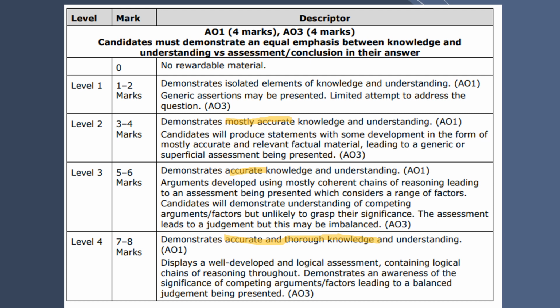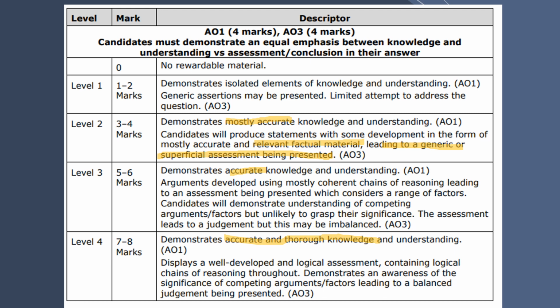We're back here with the assessment, talking about things like relevant factual material, leading to a generic or superficial assessment being presented. Generally, that's where most people end up, to be perfectly honest, with these kinds of questions.